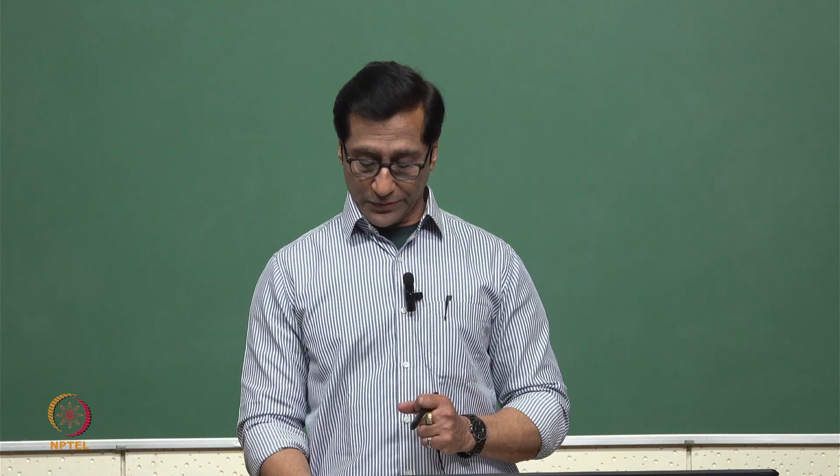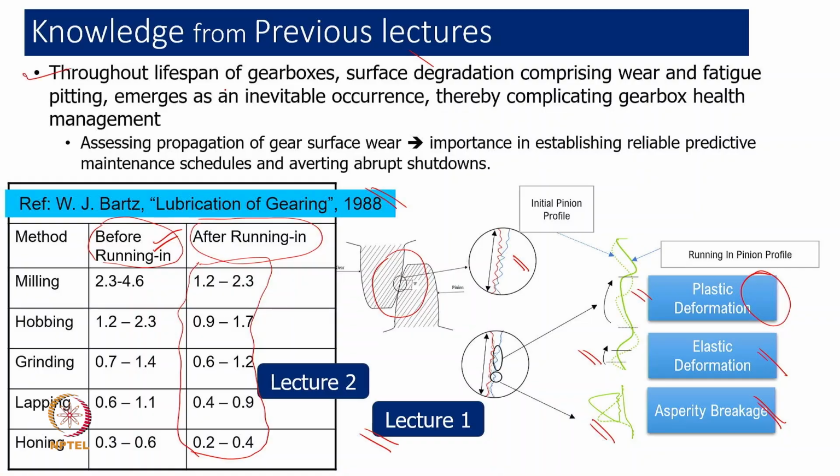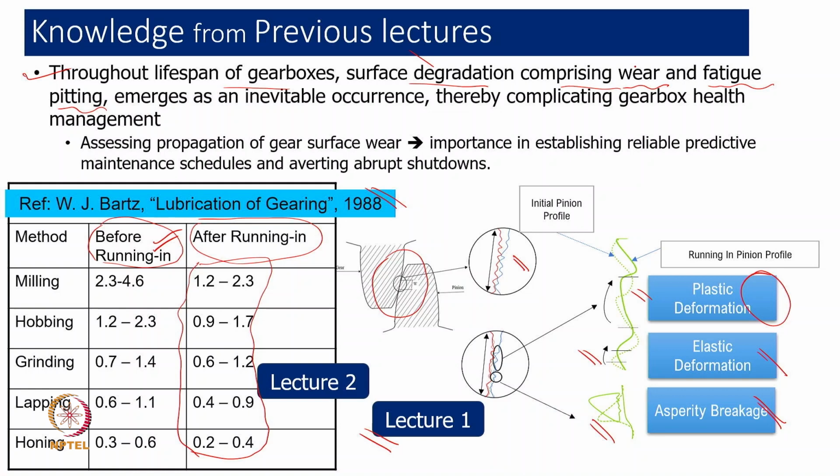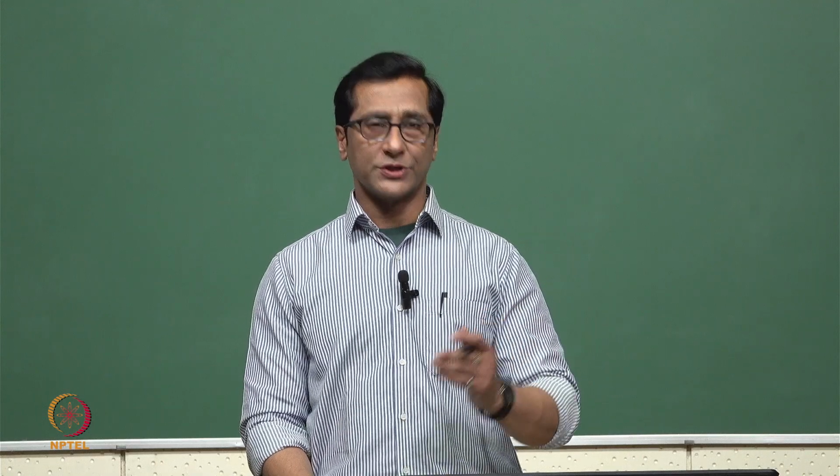So what we can say is, throughout the lifespan of the gearbox, surface degradation will happen, and it has two main forms: it can be adhesive wear, it can be abrasive wear, it can be any other kind of wear. Now here, because of the publication we are referring to, they have used the word fatigue pitting, and often we use the word fatigue wear also. However, in this publication, they have kept wear separately and fatigue pitting separately. So in short it will be wear and pitting.